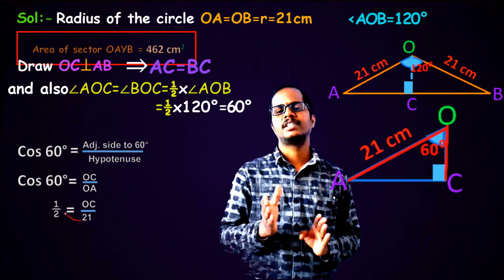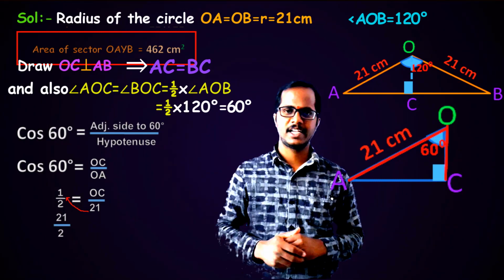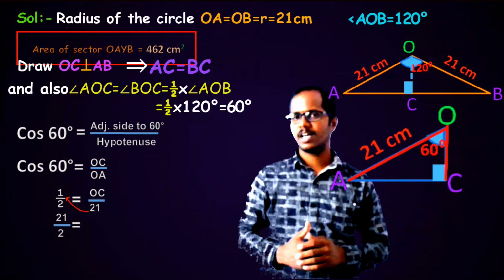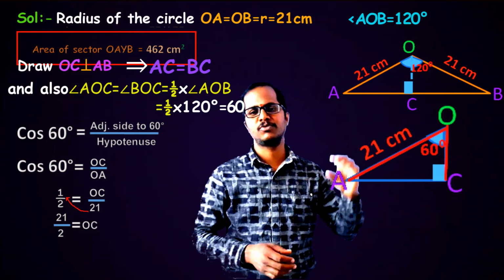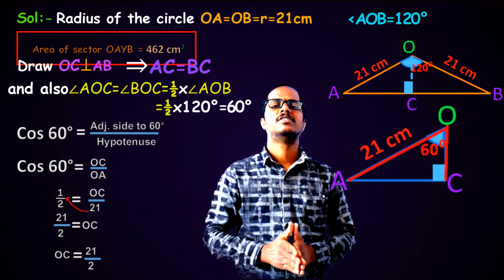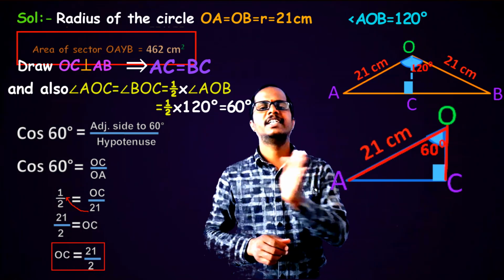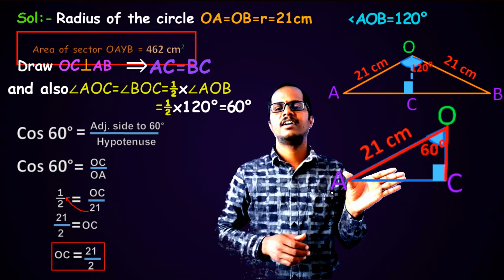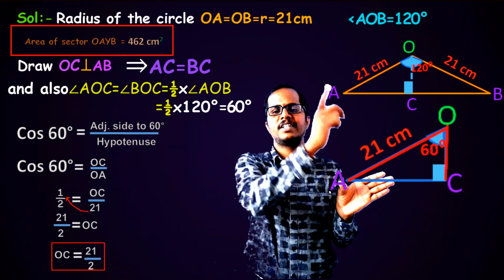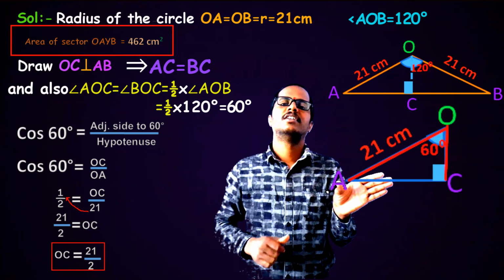Now on simplifying this equation, if we transpose 21 to the left hand side, we get OC equals 21 by 2 centimeters. So therefore the length of the height of the triangle OAB, that is OC, equals 21 by 2 centimeters. Now using the same triangle we can find the remaining side, that is AC. Now AC is the opposite side for the given angle 60 degrees, and the given side OA is the hypotenuse. Now which ratio can we use to find the length of AC?